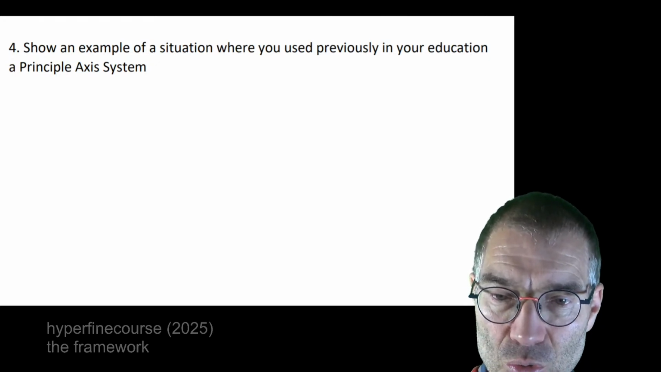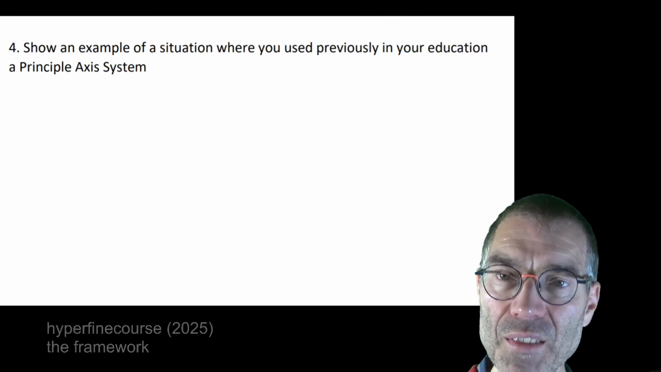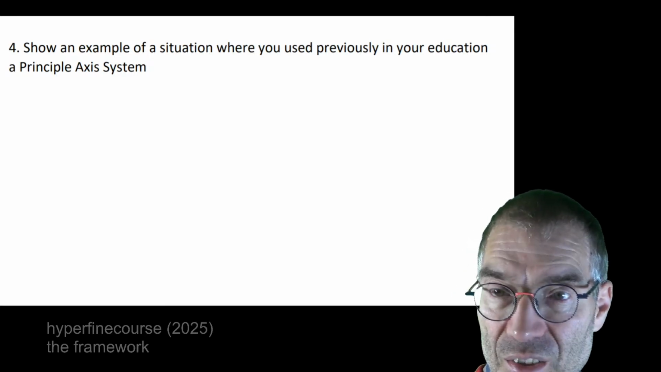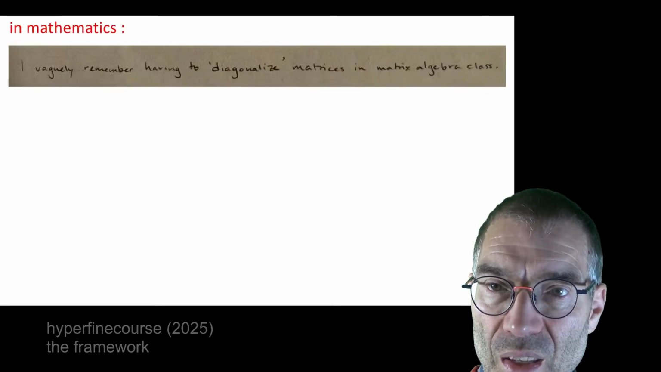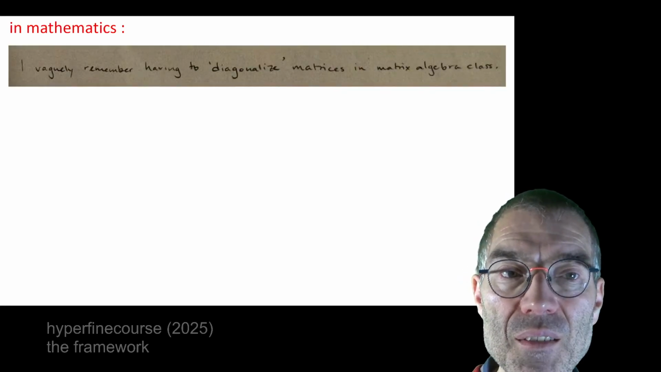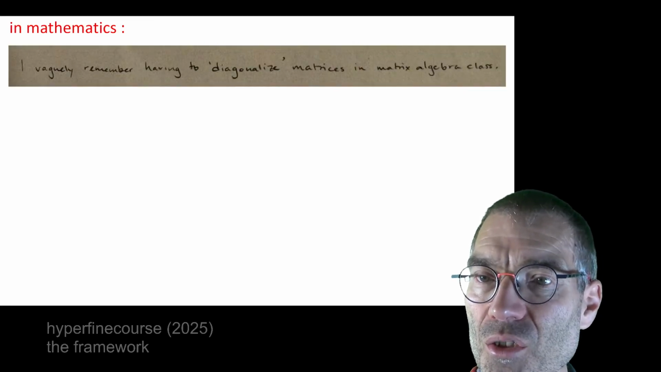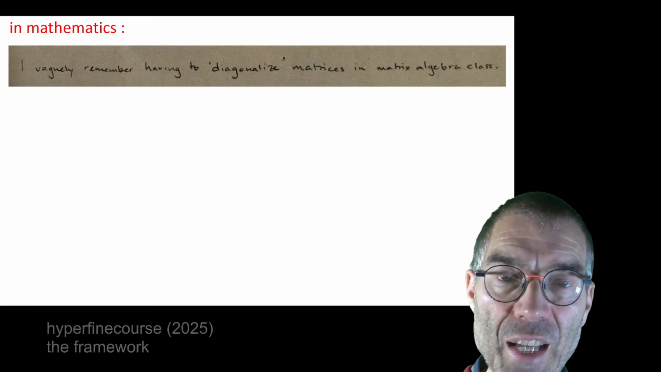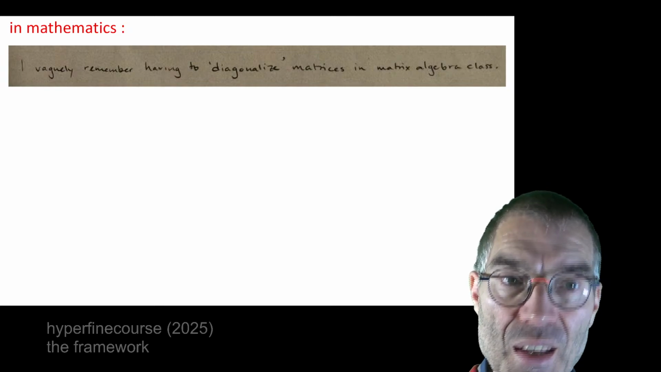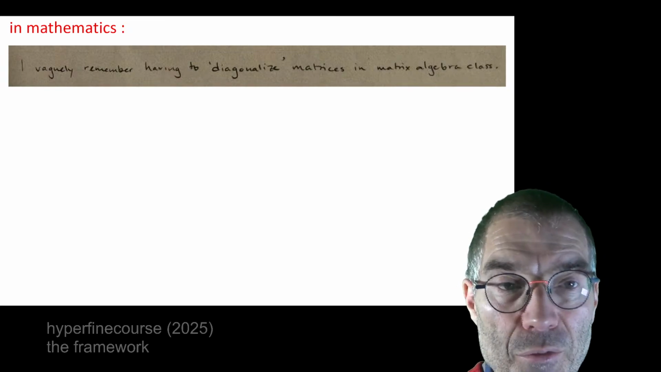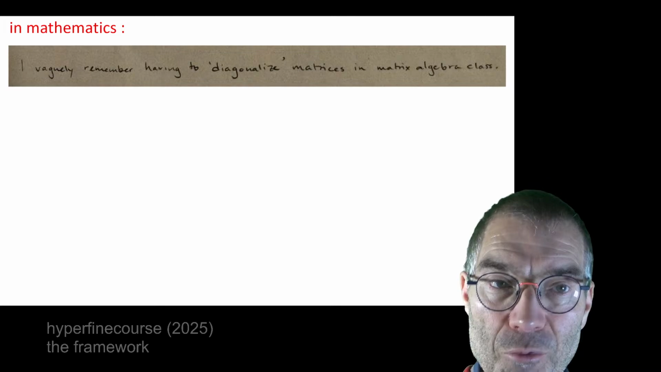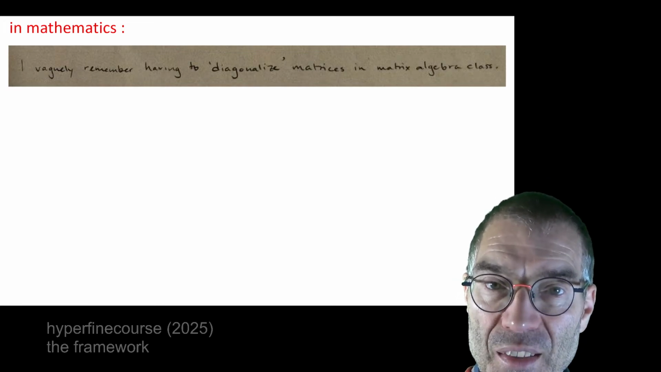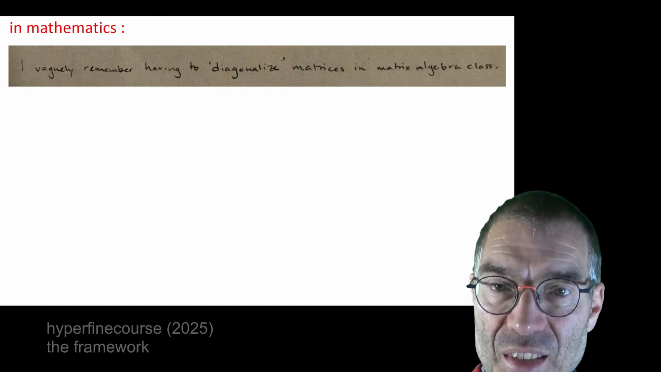And in order to draw your attention to the fact that this is not something new, that this is something you have used before, I asked this question. Several answers to this. Some people have met it in mathematics, diagonalizing matrices. That is essentially finding a principal axis system, finding an axis system in which you can write that matrix in a way that is as simple as possible.